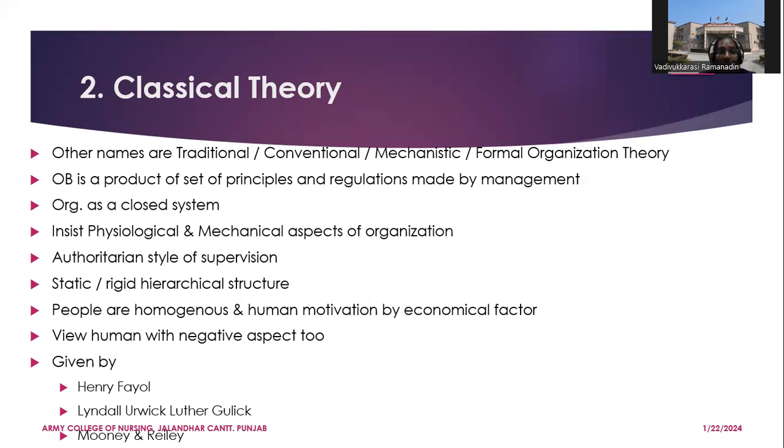So here what happened, it is like a static or rigid hierarchical structure. We have to go through that only. People are homogeneous and human motivation is by economic factors. They also trust that human motivation is possible by economic factors. They view the human with the negative aspect. So here they do think of human beings in a negative aspect also.